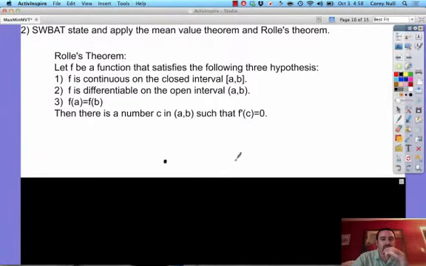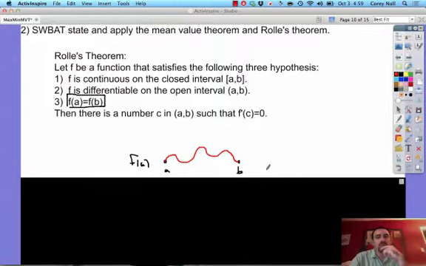So let me give you a basic picture of this. Here's a, f of a, and here is f of b. They have the same height. The function is continuous from here to here. It's differentiable from here to here. So this is a, b, and f of a and f of b are the same, right? So the same height. Now, if it's continuous and differentiable between a and b, that means that it's got to be smooth, and I can't pick up my pen. So what this means is that there must be a place in between a and b where the tangent line to that graph is 0.